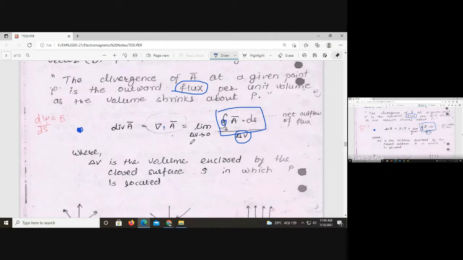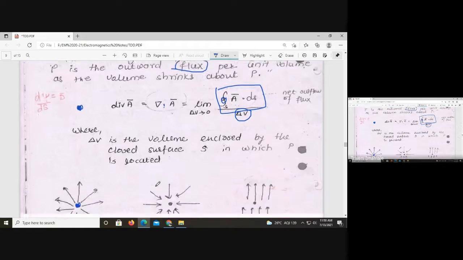okay. Outward flux per unit volume, this is the simple definition, outward flux per unit volume. So we have to understand this a little in terms of electromagnetic language, right. The divergence at any given point P is the outward flux per unit volume as the volume shrinks about that point P. So that's why in the definition it is written as the limit delta V tends to zero. That means balloon-like volume. That volume shrinks to zero when the outward flux, that is when the flux goes out completely. So this is the simple definition. So delta V is the volume enclosed by the closed surface in which P is located.